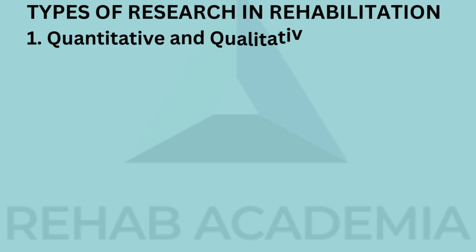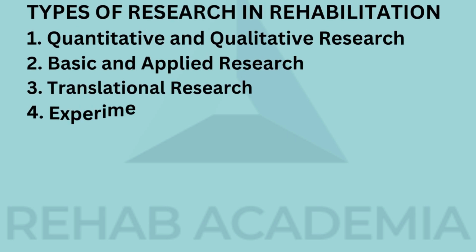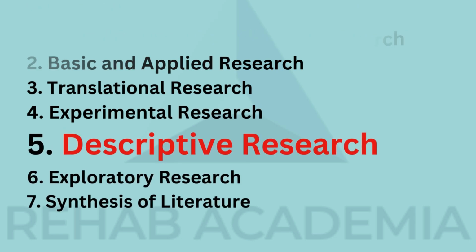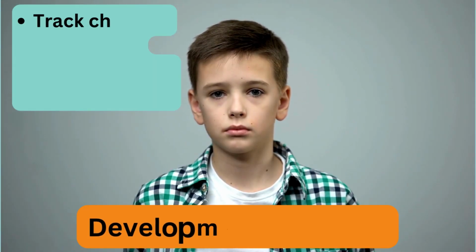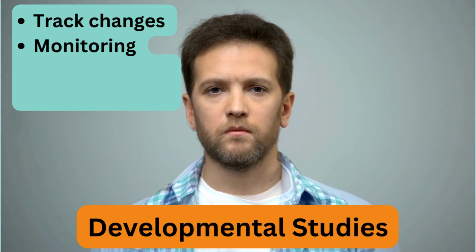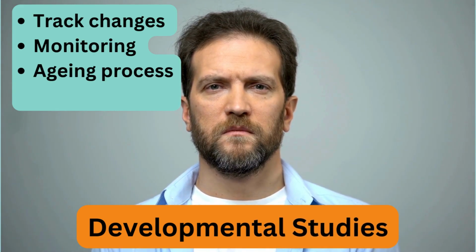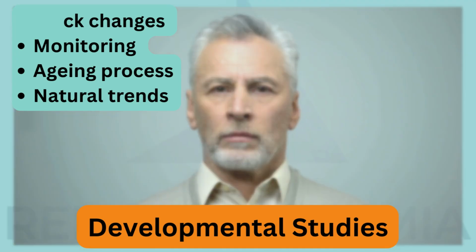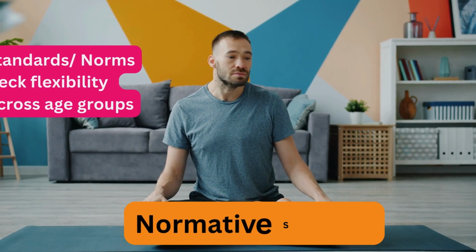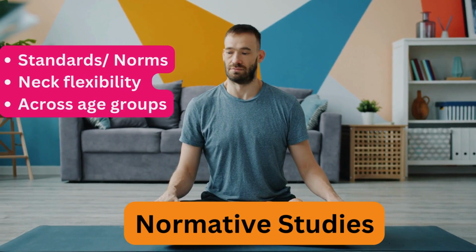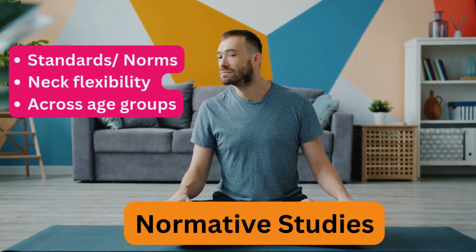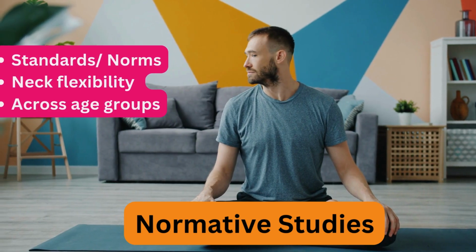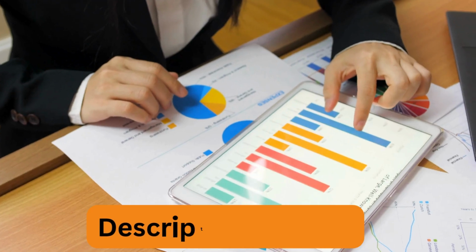5. Descriptive research. Descriptive research documents characteristics of a population. Key types include developmental studies, which track changes over time, such as monitoring back pain progression in aging patients to understand natural trends. Normative studies establish standards or norms for certain populations, like determining average neck flexibility across age groups to guide rehab goals. Descriptive surveys.